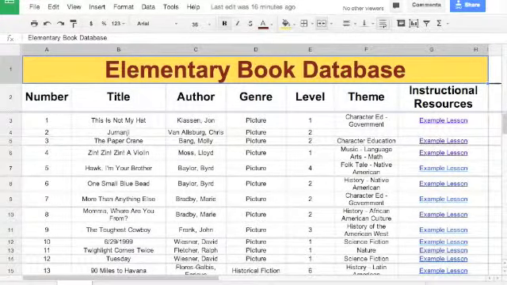So what you see here is my elementary book database that I created, and as you can see, I created it using a Google spreadsheet, with hyperlinked text in the instructional resources column.